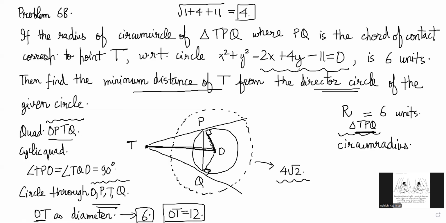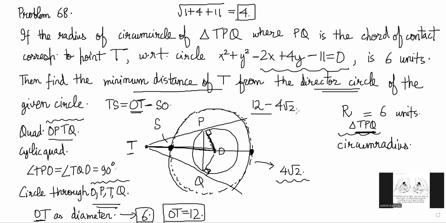And now the question is done, because the minimum distance from T to the director circle will be to this point. The maximum distance would be to here, the minimum distance would be to here. If you label this as S, we need TS, which is clearly OT minus SO. OT we know is the diameter, so that is 12. And SO is the radius of the director circle, so that is 4 root 2. So that becomes your answer for this question.